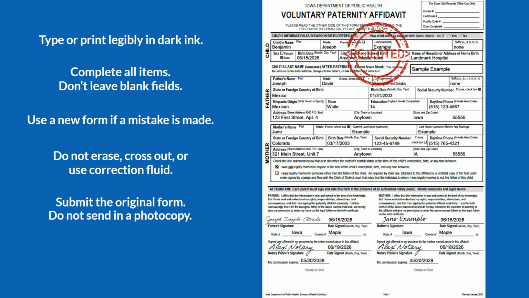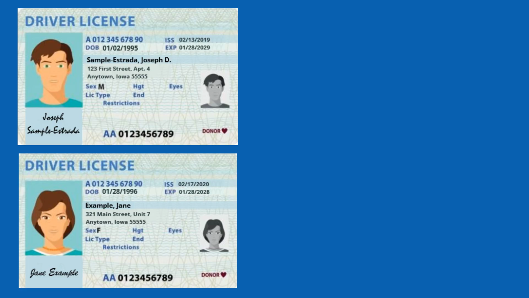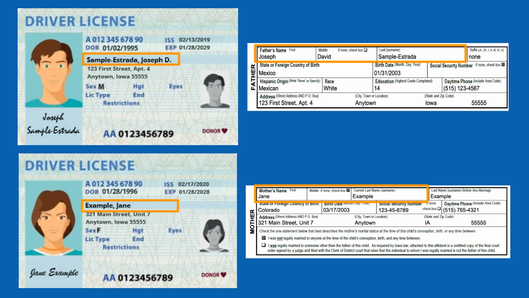Both the mother and father completing this form must show current government-issued photo identification and sign this form in front of a notary public. The name entered on the form must match the name on the identification exactly. If the names on the form do not exactly match the names on the identification, the VPA will be rejected.